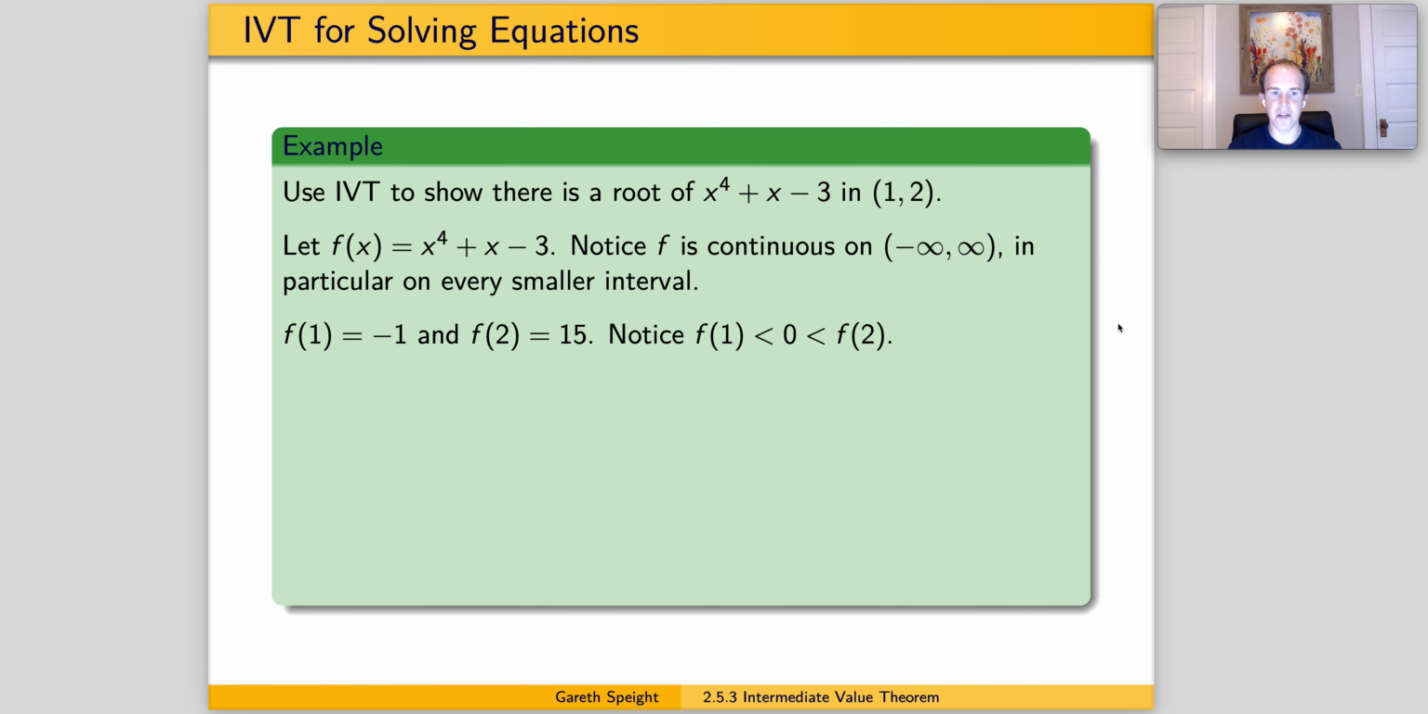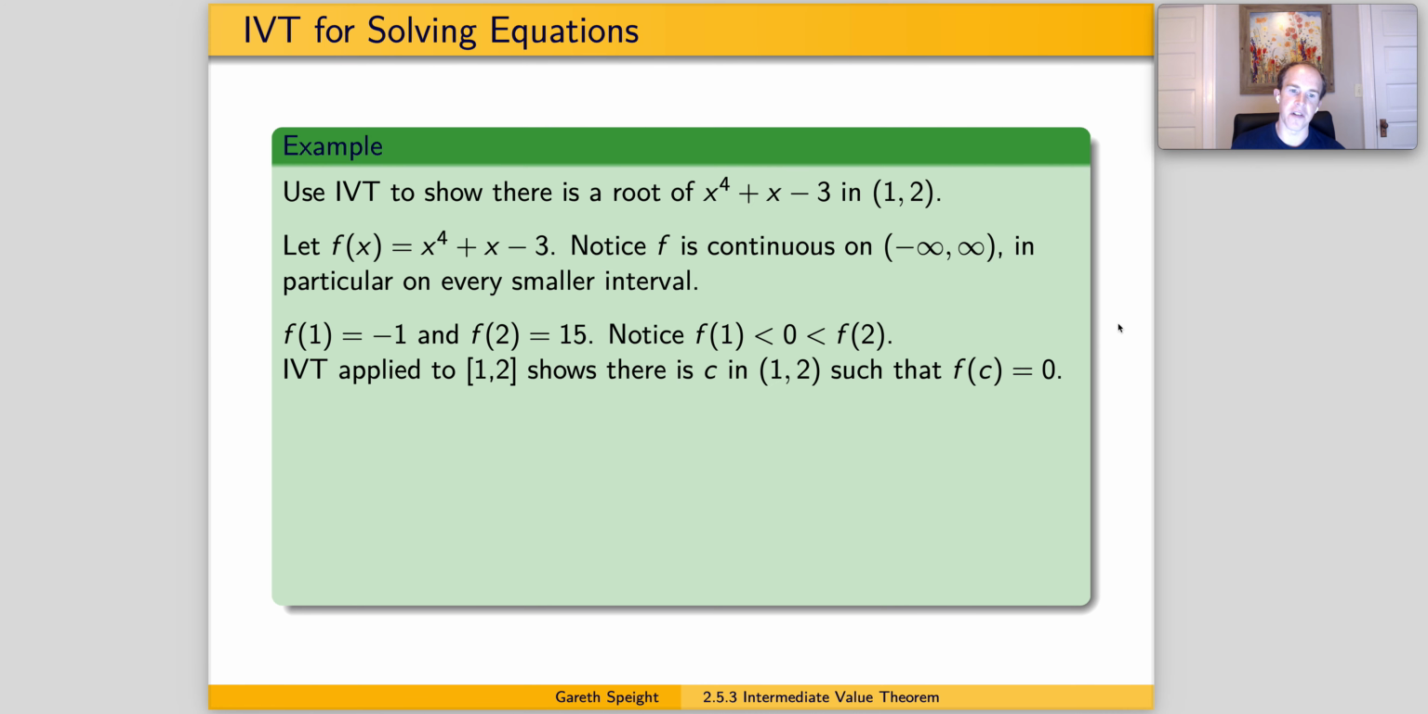So here, 0 is between minus 1 and 15. So somewhere between 1 and 2, the function has to take the value of 0. Okay, so we're applying the intermediate value theorem. There is a number c so that f of c equals 0. So this is what we wanted to show, right? We managed to use the intermediate value theorem to find a root inside the interval 1, 2. So this will be the end of the example, or end of the story.